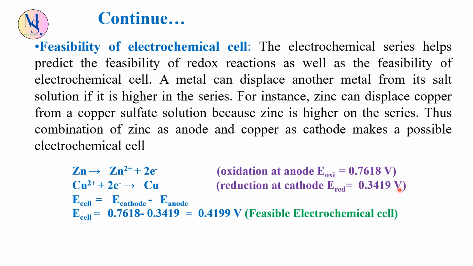0.313419 volt. Thus, a combination of zinc as anode and copper as cathode makes a possible electrochemical cell with a positive cell potential, that is 0.4199 volt, which means this electrochemical cell is feasible.